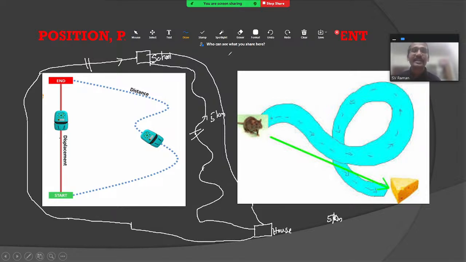So how to define the distance now? The actual path traveled by an object is called distance. Okay, the actual path traveled by an object is called distance.